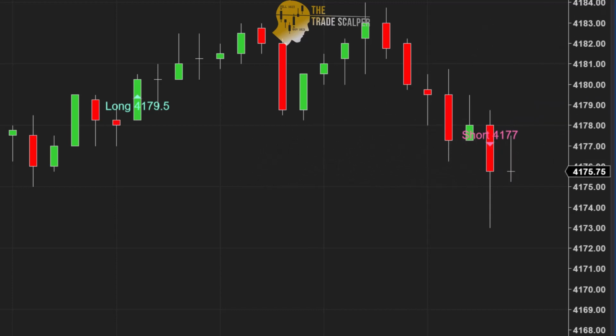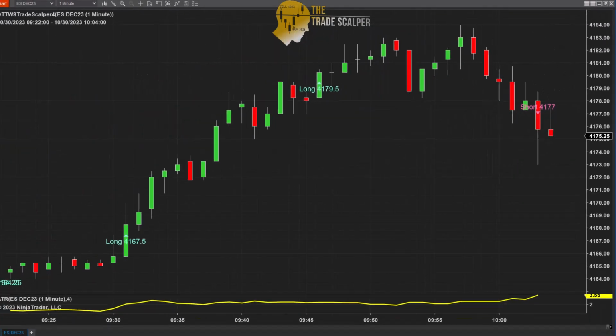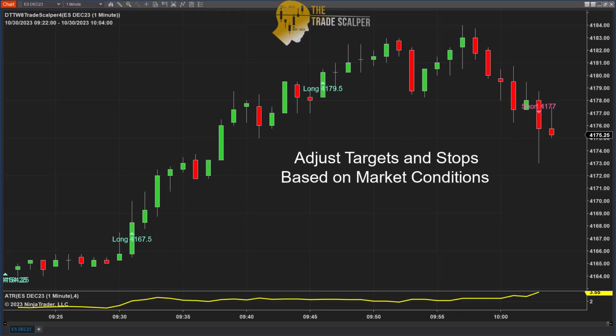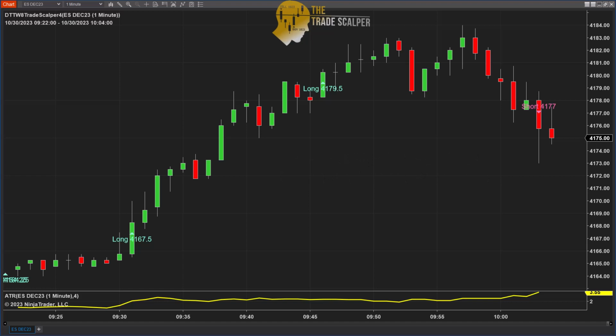A couple of things that I like to do is look at the current conditions. If the market is slow or fast, it gives me a good understanding of the targets and the stops. Remember, you can't trade the same way for a larger profit target if the market is slow in comparison to when the market is a little bit faster. If you see the line down there, it's the ATR, the average true range. It says about 3.5 points.